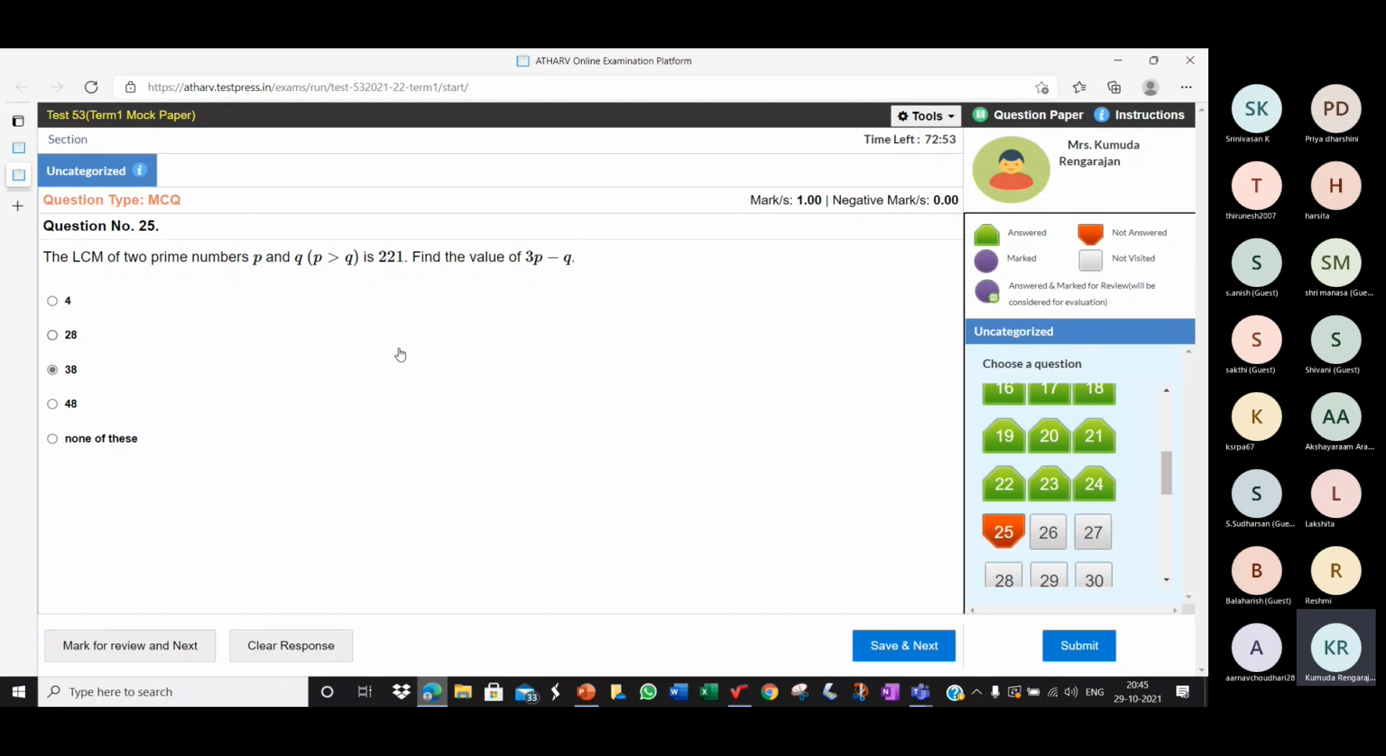So 221 can be broken down into 13 and 17. 17 times 13 is 221. So we observe that 13 and 17 are both prime numbers, and hence their LCM is their product. P is greater than Q, so the value of P is 17 and the value of Q is 13. And 3P minus Q is 38.